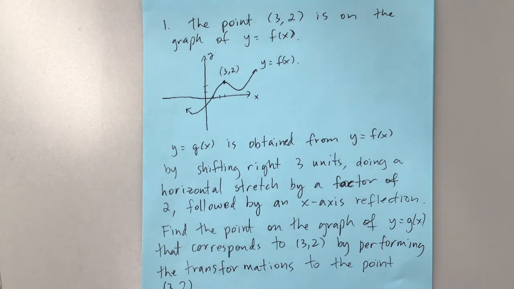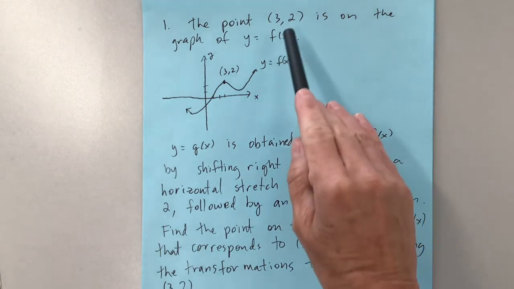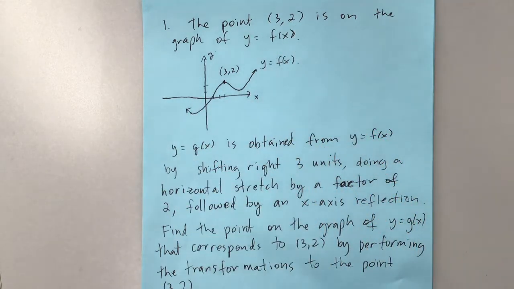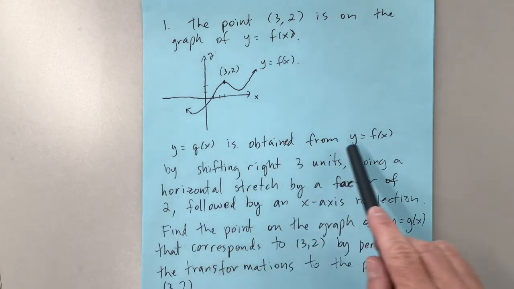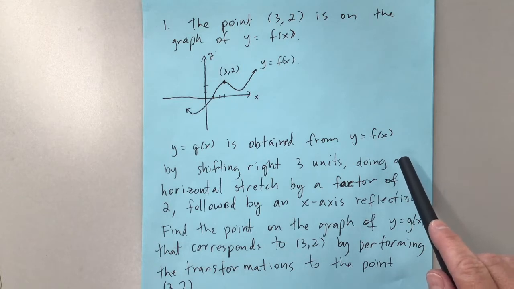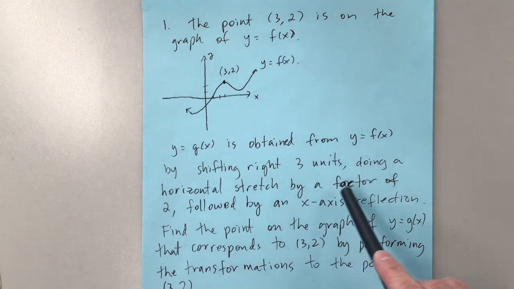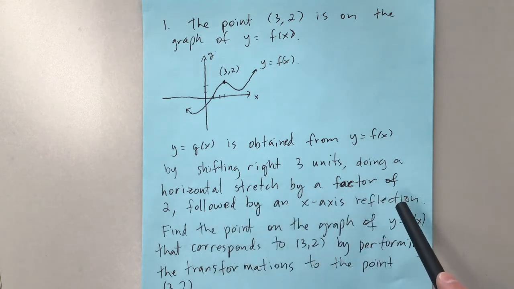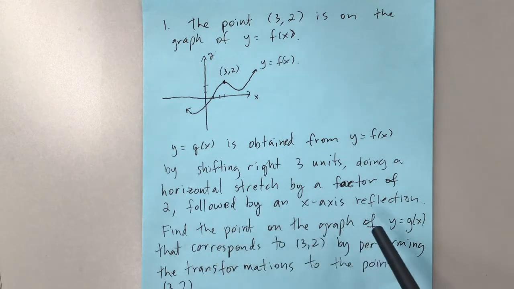I'm going to start with a warm-up exercise here that we will use in one of the approaches. Here I have the point (3, 2) on the graph of this function y equals f of x. A new function y equals g of x is obtained from y equals f of x by shifting right 3 units, immediately followed by a horizontal stretch by a factor of 2, and then immediately followed by an x-axis reflection. I want to find the point on the graph of y equals g of x that corresponds to (3, 2).